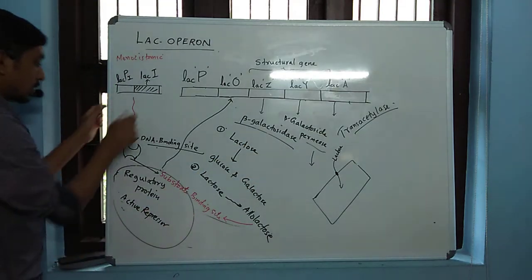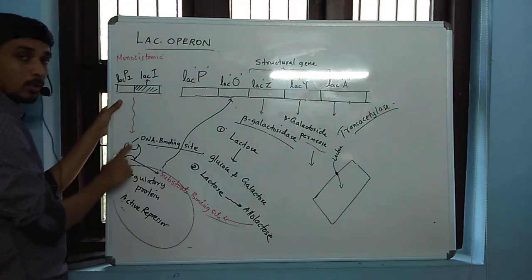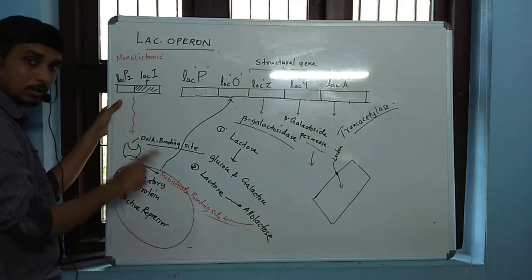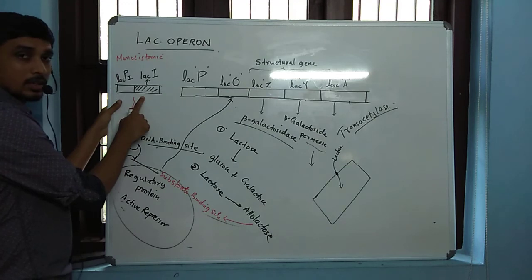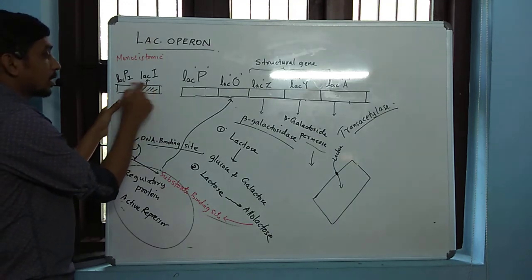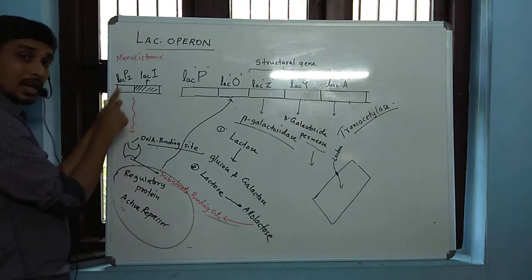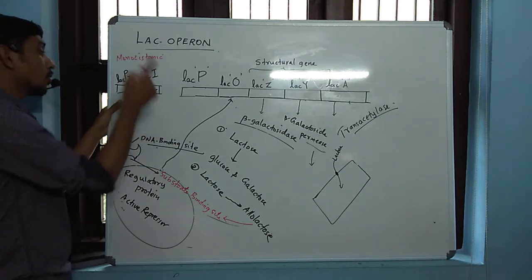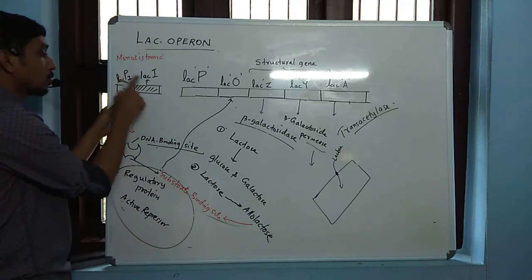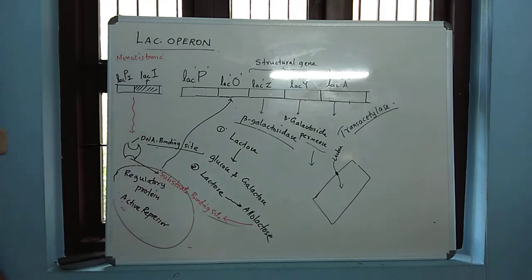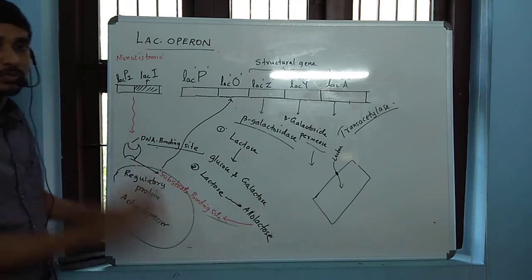So here the gene producing the repressor regulatory protein consists of one structural gene. That structural gene is named LAC-I, and it has one promoter. That promoter is called the promoter of I, that is LAC-PI. PI means the promoter of I. Okay, this is the broad structure of the lac operon.